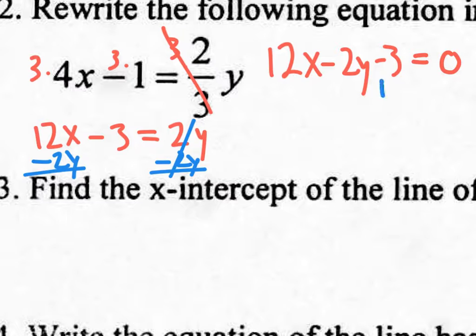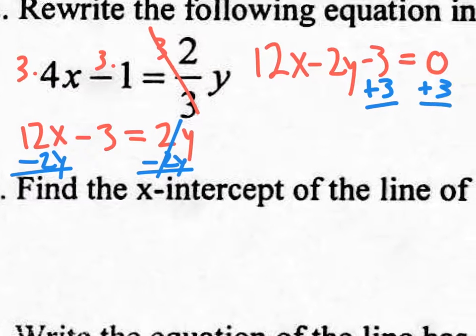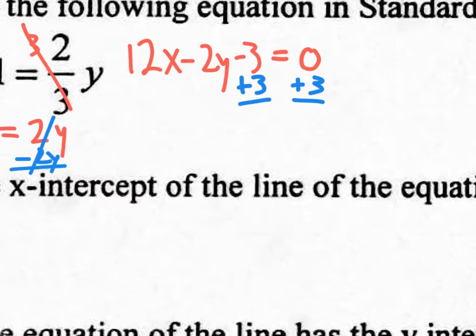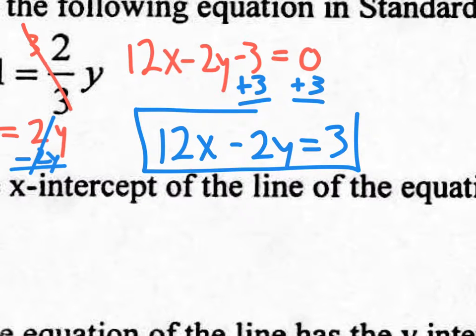For my final step, I'd have to move the C value over to the other side. So my final standard form equation would be 12X minus 2Y equals 3. There will be several of these questions where I tell you to take the equation and write it in function form. That means get Y by itself. Or I might tell you to take the equation that's in function form and change it to standard form. That would be X and Y on the left side with the number on the right side. So be ready for all that on tomorrow's quiz.